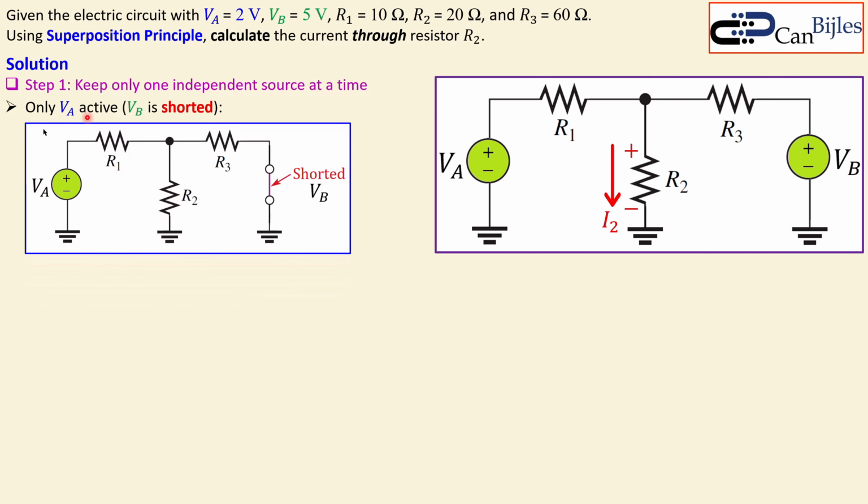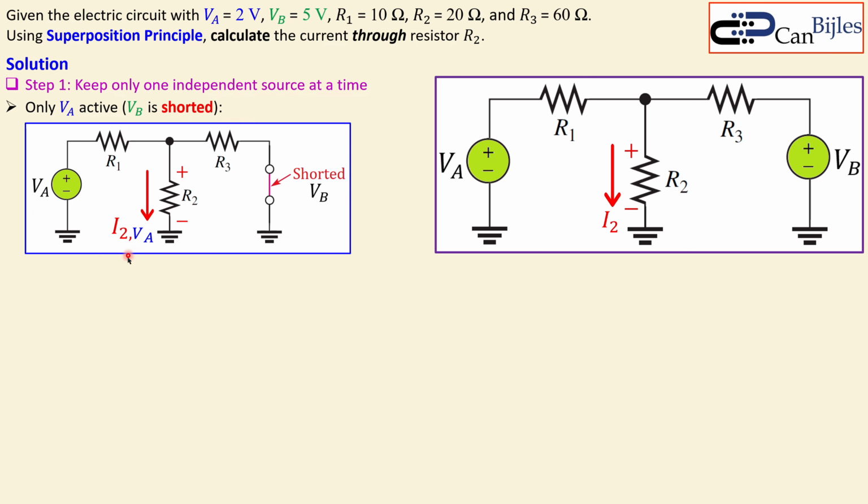Now with only VA active, the circuit becomes as follows. We have VA, the resistors are still there, and you make a short here, so VB is just shorted. That's gone. So you actually have a different circuit now. We can simplify this, because we would like to calculate this current, and that is now only due to VA. So this current here is no longer I2, but I2 due to VA. I name it in a different way: I2 comma VA, just because of that VA source here.